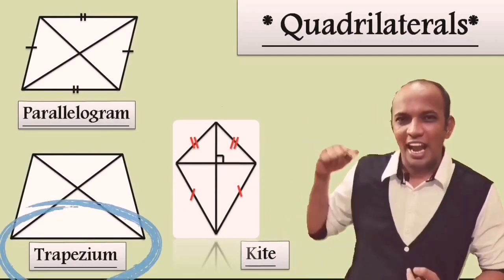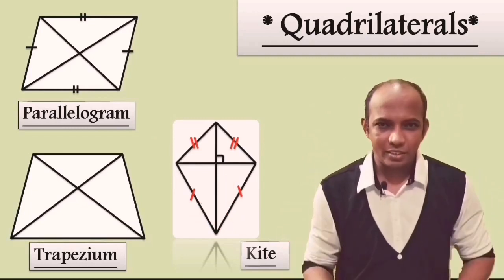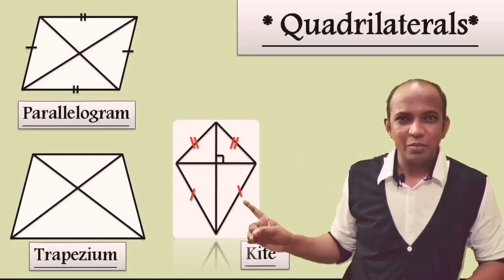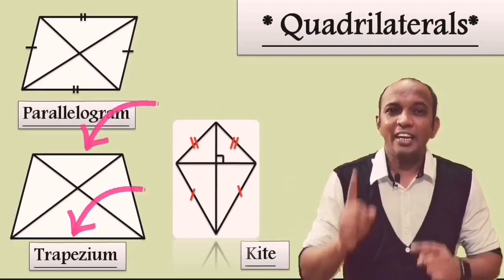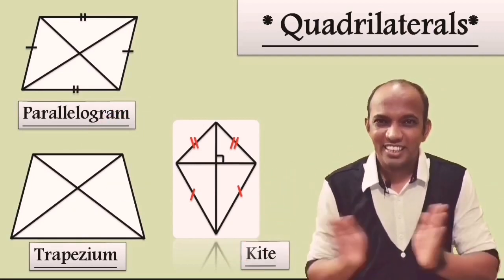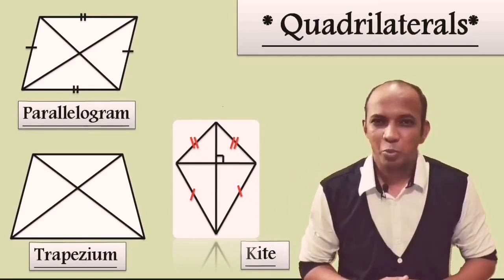Boys and girls, these quadrilaterals are broadly classified into 3 main types: parallelogram, trapezium, also called trapezoid, and the third one is kite. All these 3 are defined by a unique link. In a parallelogram, all opposite sides are parallel. In a trapezium, only one pair of opposite sides is parallel, the way you are looking at the screen, and in a kite, no opposite sides are parallel to each other.